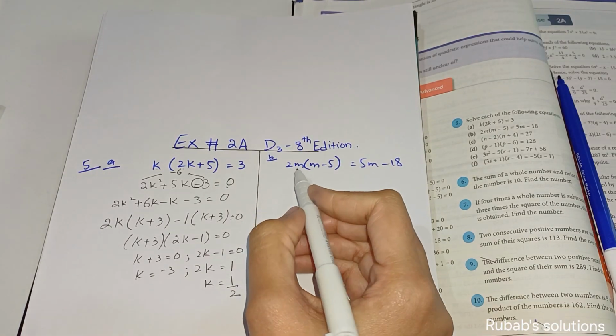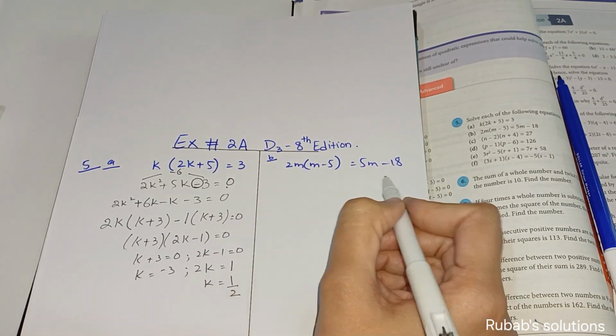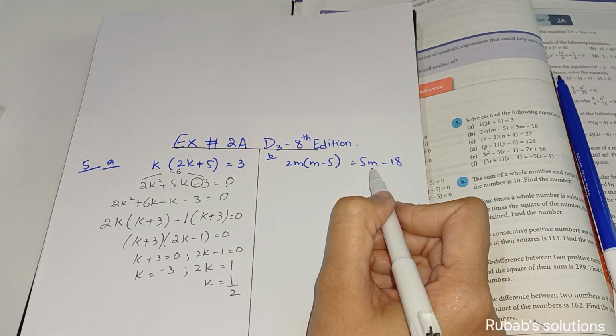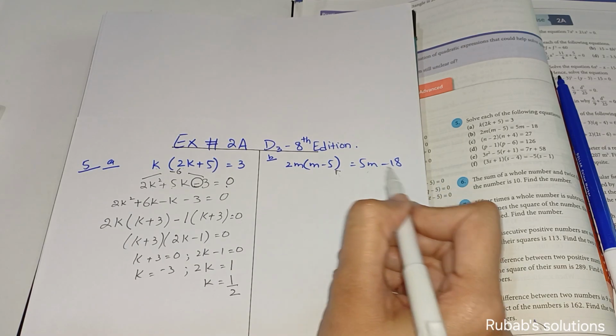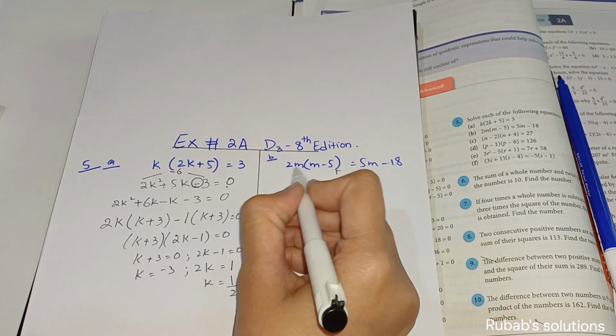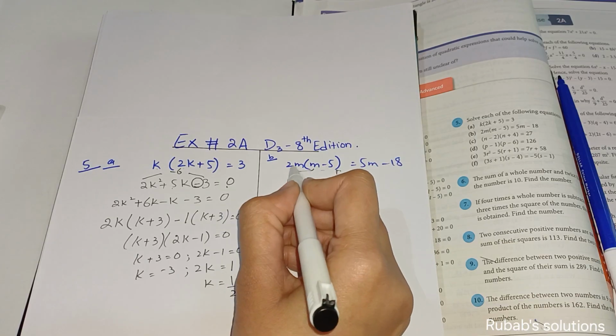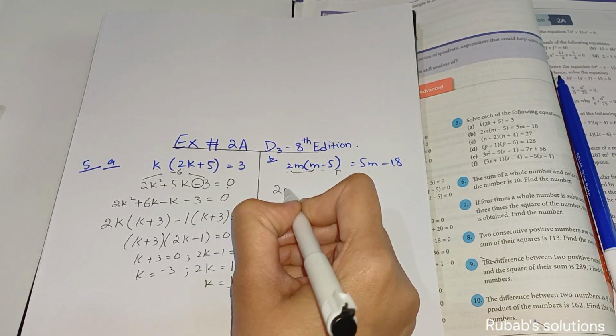Similarly, moving towards part B, again we have two terms on the other side, so that means I have to shift those two terms to this side to make it 0. On the other side I will expand the bracket as well. It will become 2m square.